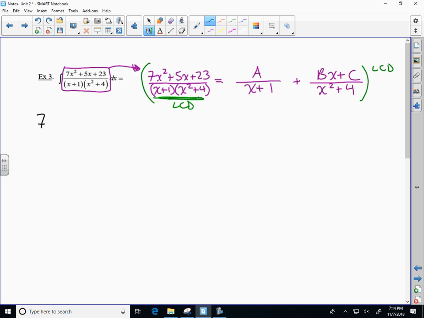So 7x squared plus 5x plus 23 is going to be equal to a times x squared plus 4, plus bx plus c, multiplied by x plus 1.